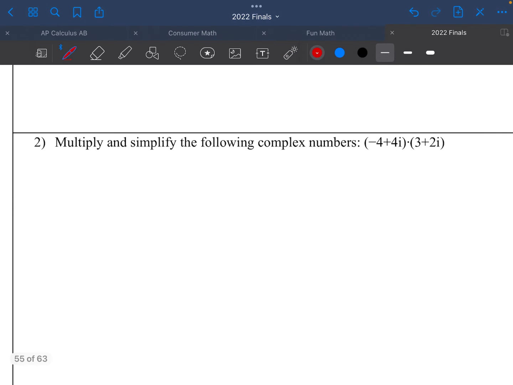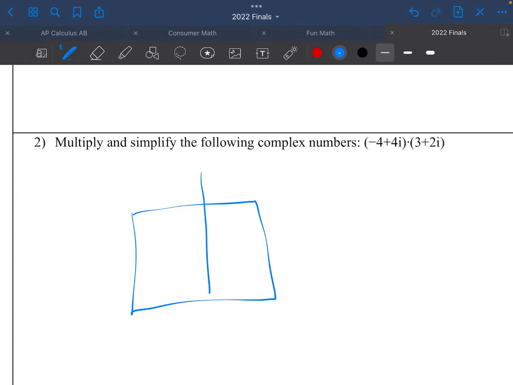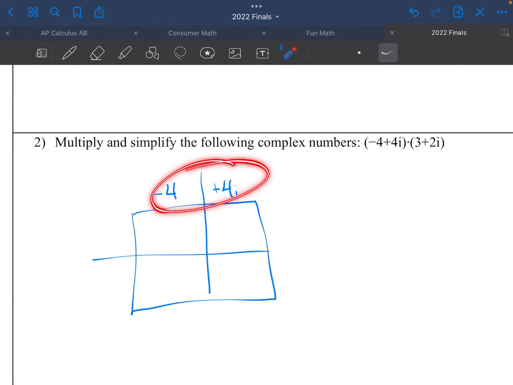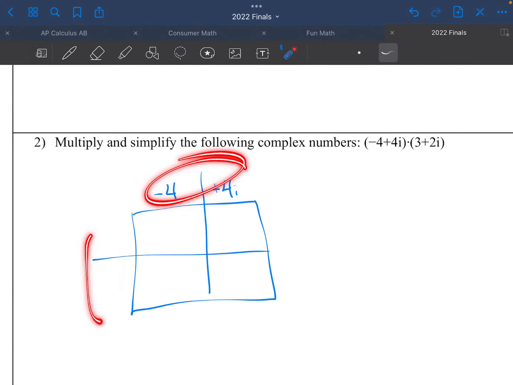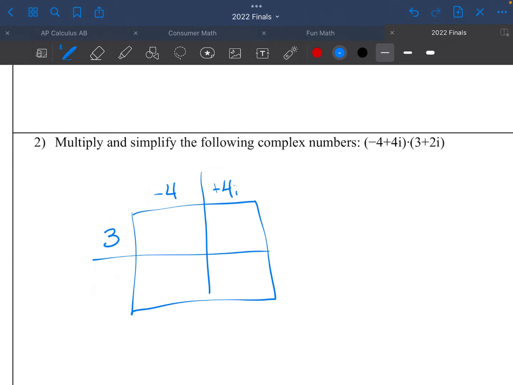Number 2, multiplying those 2. This is just a general rectangle, so make a box. Go ahead and divide it into 2 different parts, and then you have -4 plus 4i. I could have put that on the top or the left. Either of those would have worked. And I get 3 plus 2i over here.